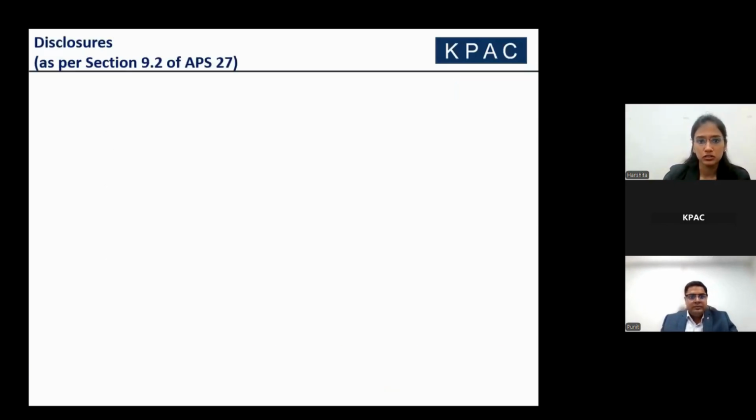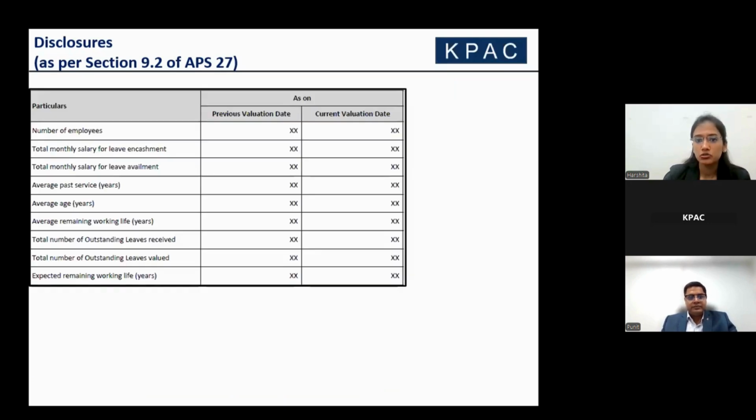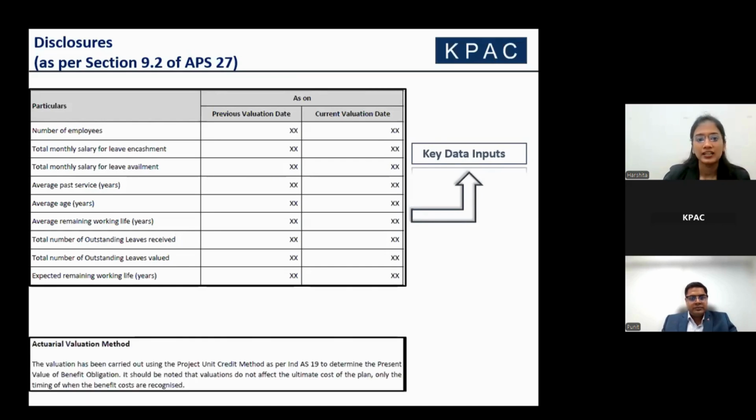Moving on to the disclosures. So as per APS 27, key disclosures include presenting vital data inputs like employee numbers and salaries, average past service, average age, total number of outstanding leaves received, etc., often with comparative figures. Additionally, a clear statement of the projected unit credit method used for valuation as per accounting standards is mandatory.